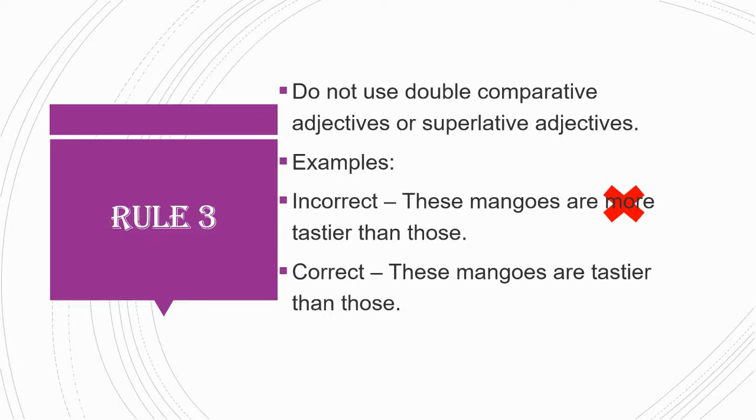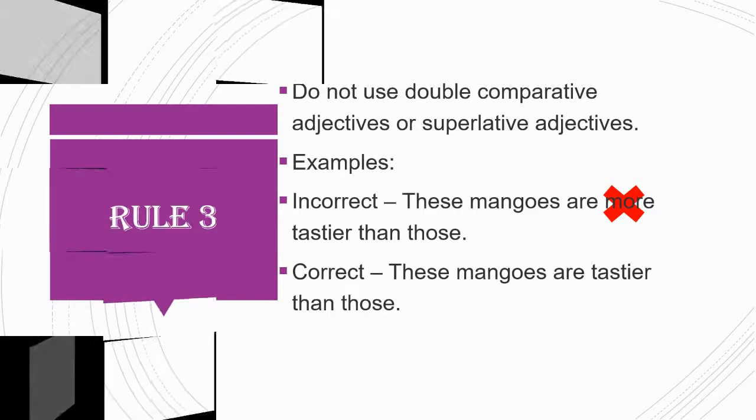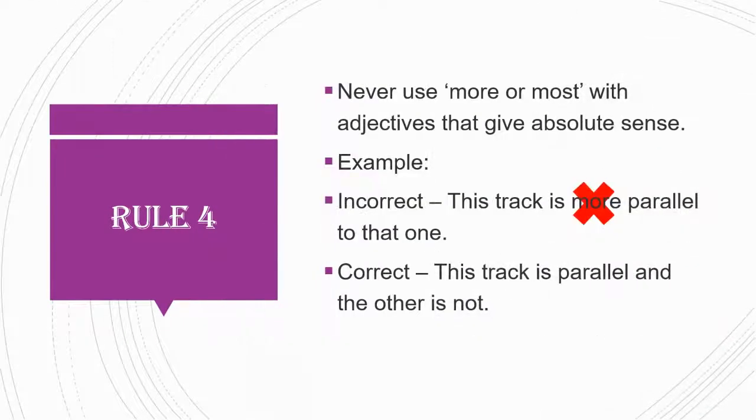Rule number four: never use most or more with adjectives that give absolute sense. For example, the incorrect form of sentence is this track is more parallel to that one. And the correct form is this track is parallel and the other is not.